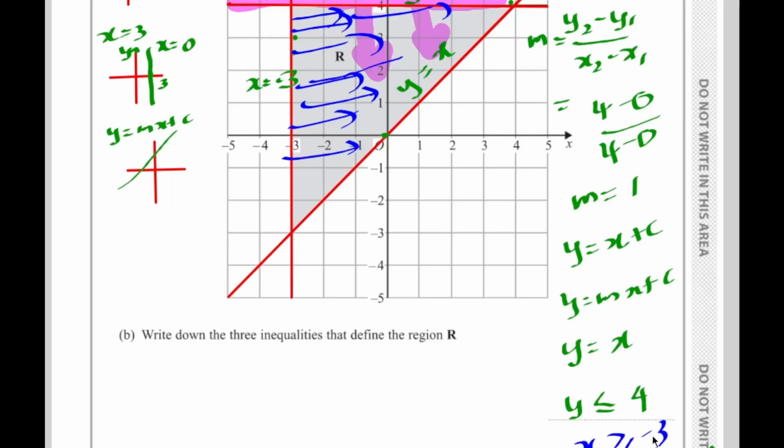The last one, being on this line, I need to go upwards to this side to represent this inequality. When moving upwards, what's happening to the y value? Here 1, 2, 3. Y is getting greater. Then the last inequality becomes y is greater than or equals x. So these are the three inequalities.